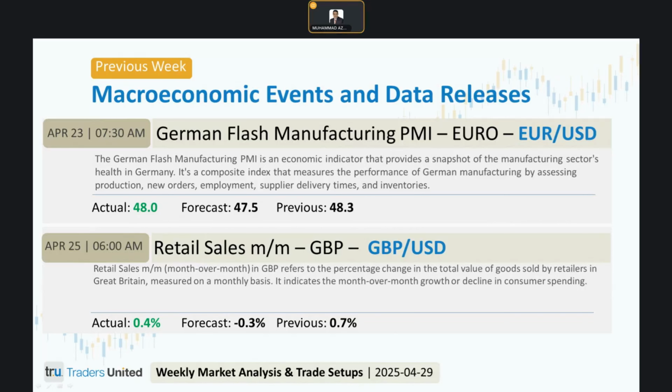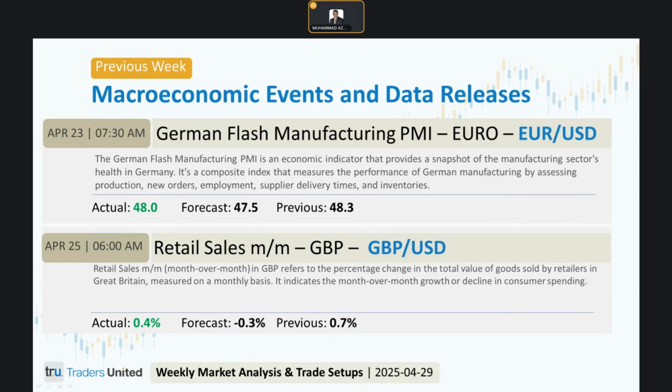It's a key indicator of consumer spending. It provides insight into the strength of the UK economy. Now, since household consumption is a major component of GDP, stronger than expected retail sales generally support the British pound, while weaker figures can weigh on it.